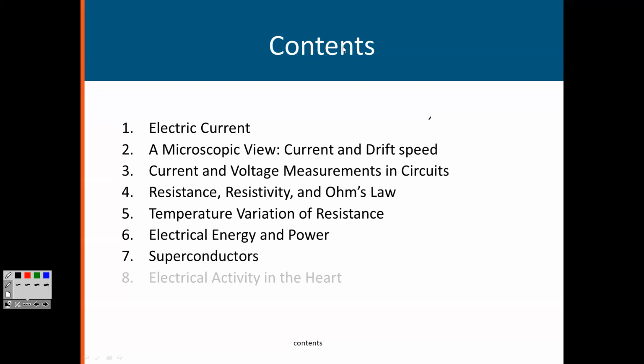In section 4, we will introduce the new concept called resistance and resistivity, which is related to resistance, and Ohm's law, which is about resistance, that is, how the resistance varies with the voltage. Then in section 5, we will look at how the resistance varies with temperature, then electric energy and power, and a little bit about superconductors.